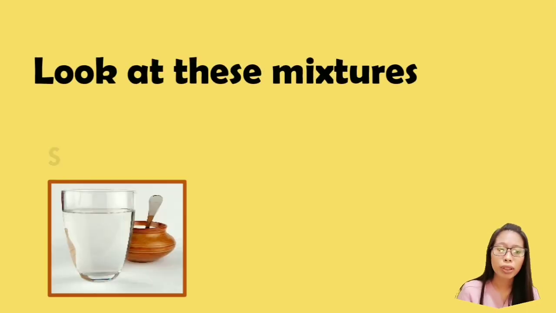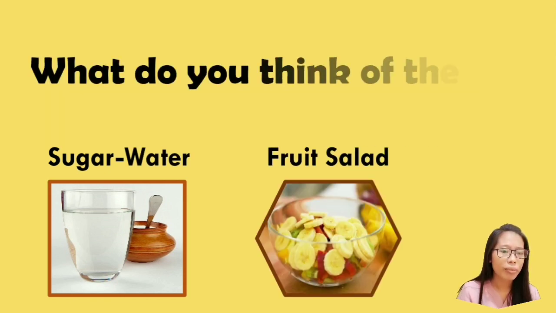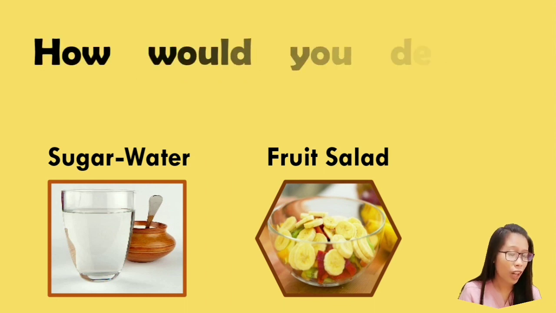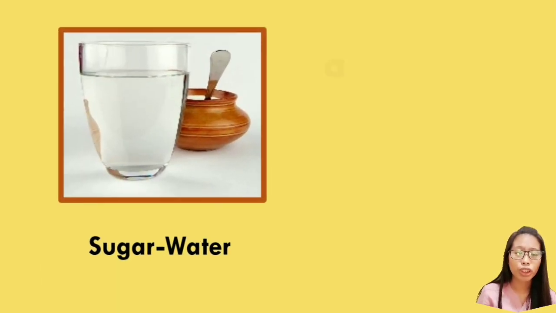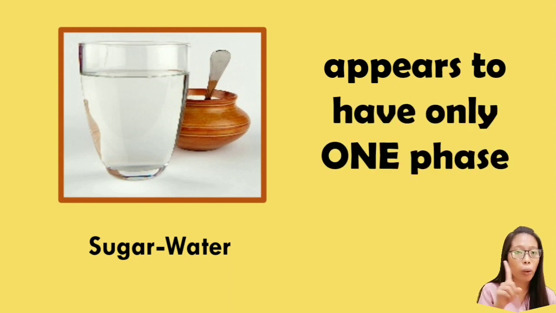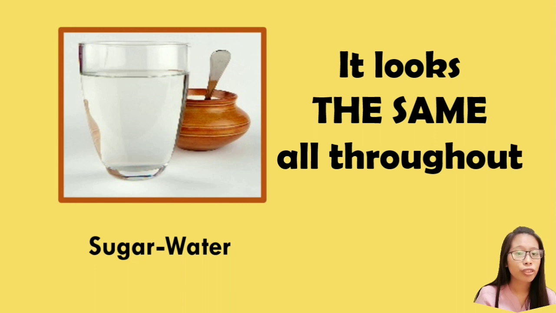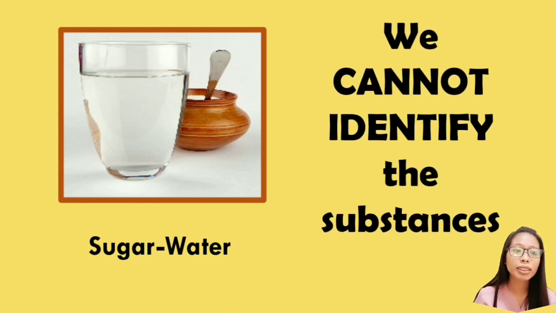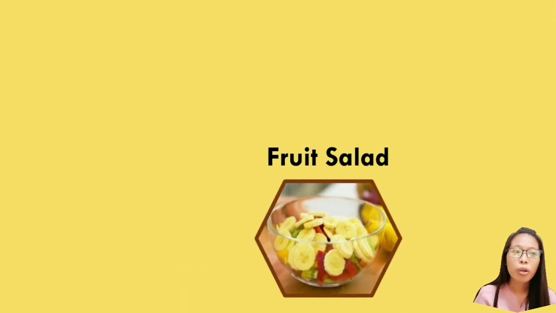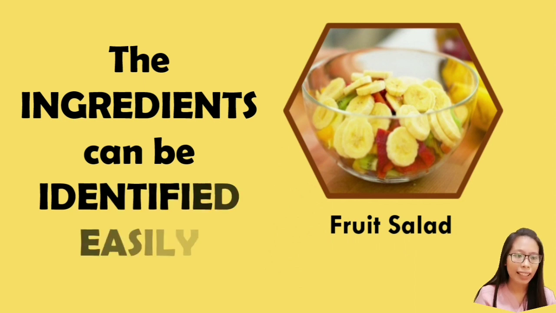Look at these mixtures. What do you think of them? How would you describe their appearances? Sugar-water mixture appears to have only one phase. It looks the same all throughout. We cannot identify the substances mixed to make it. While in the fruit salad, the ingredients added can be identified easily.